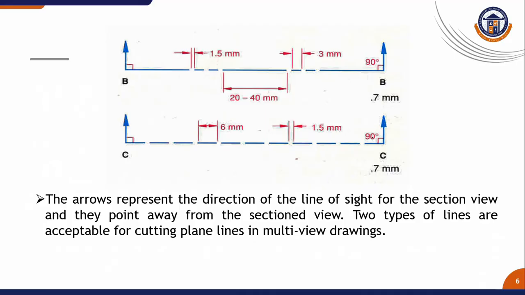The arrows represent the direction of the line of sight for the section view and point away from the sectioned view. There are two types of lines acceptable for cutting plane lines in multi-view drawings. The image shows BB and CC as the cutting lines, with BB having the direction of upward and CC also having the direction of upwards.